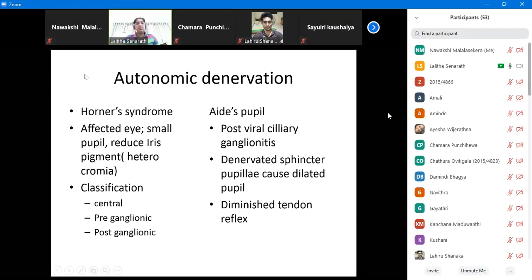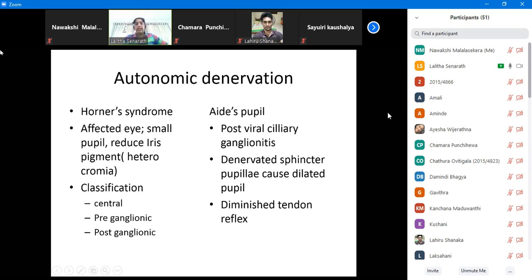Then we have heard about Horner syndrome. Horner syndrome is a sympathetic denervation of the eye. It can affect the eye: the eye is small and narrow, with mild ptosis and miosis, and reduced iris pigmentation due to reduced melanocyte deposits. It can be classified by the three different branches of the autonomic sympathetic nerve: central, preganglionic, and postganglionic. You should become familiar with how to diagnose these things.